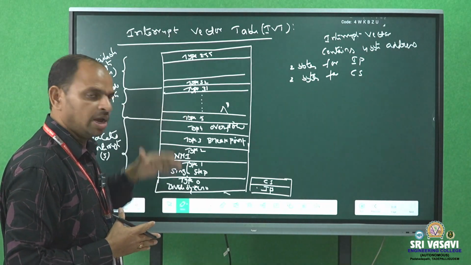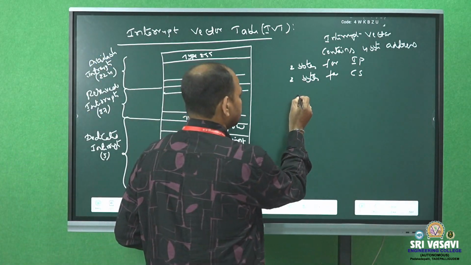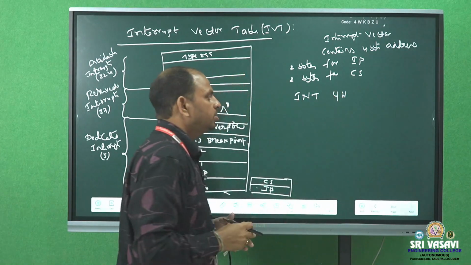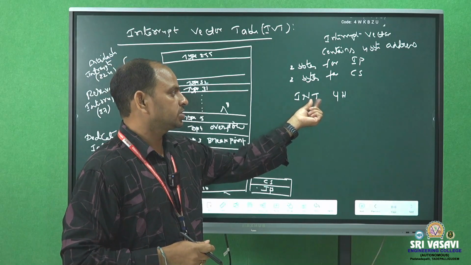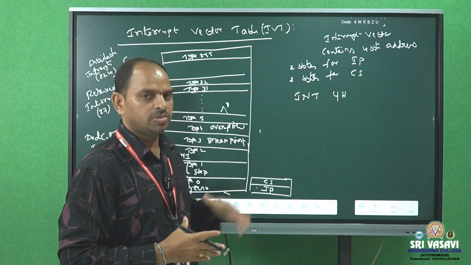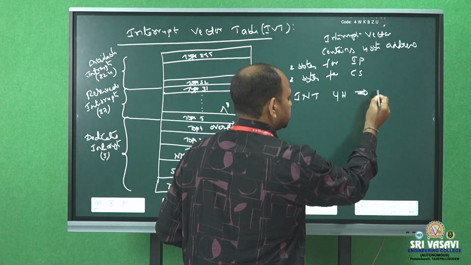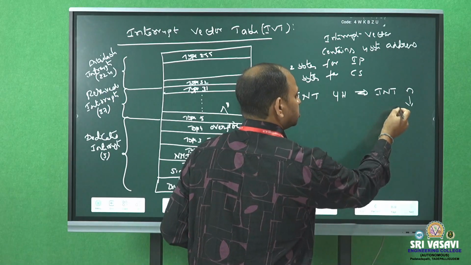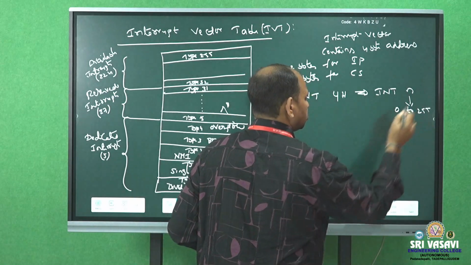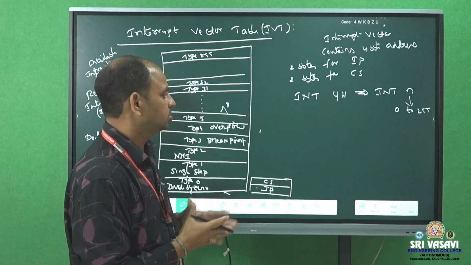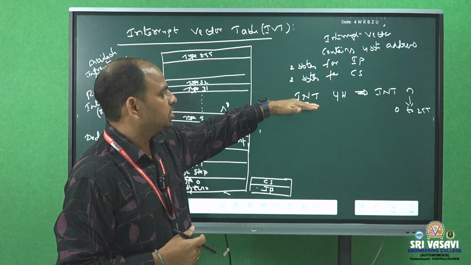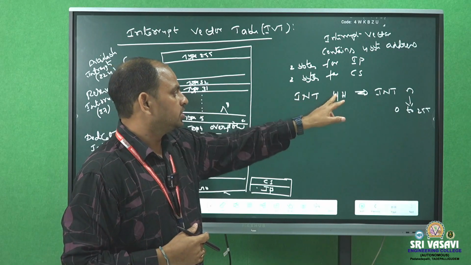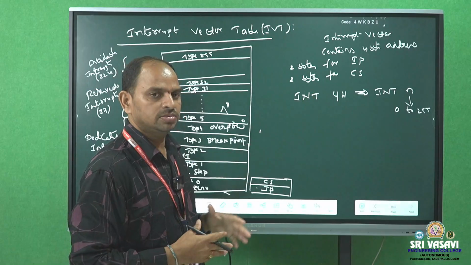Okay, so that depends on the interrupt type. For example, I am taking one example, the INT 4 interrupt. For example, the microprocessor is executing the INT 4 instruction. That means type 4 interrupt. This is INT n, where n is an integer, called the type number, ranging from 0 to 255. So whenever the microprocessor executes this type 4 interrupt, in what location is this type 4 interrupt's ISR present?